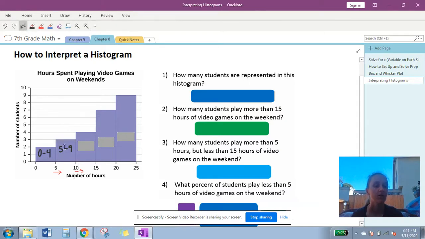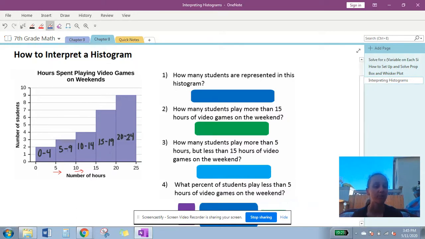Okay, so if I look at all these, this is 5 to 9 hours. Next one is 10 to 14 hours. Then we have 15 to 19 hours. And then 20 to 24. If we had another column to the right here, that would have 25 in that column. Okay, so this is giving us how many students played each of these number of hours.